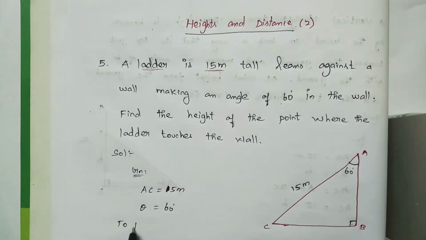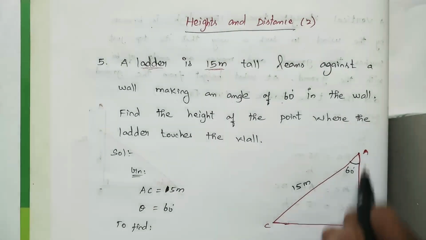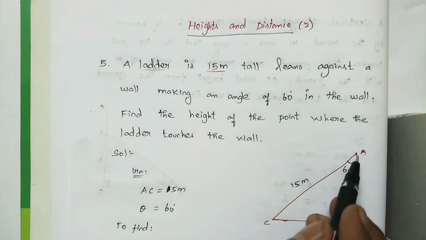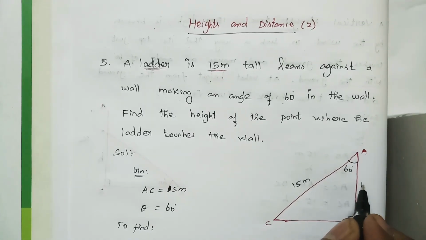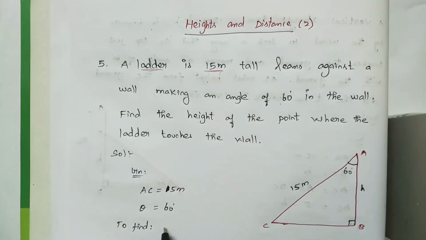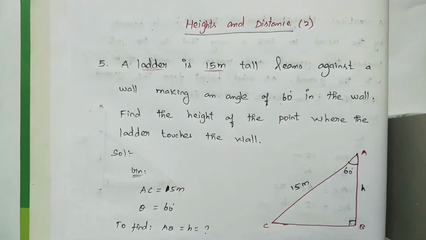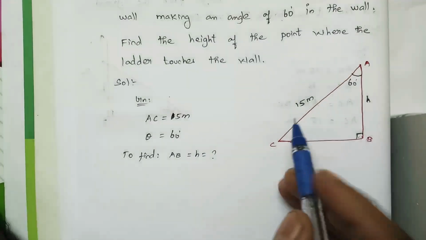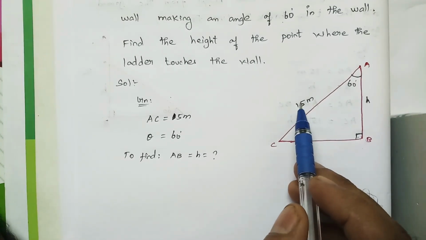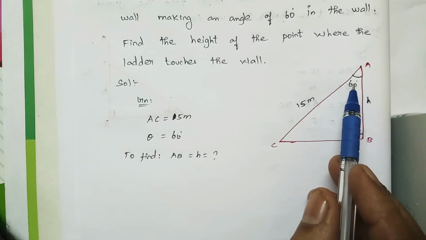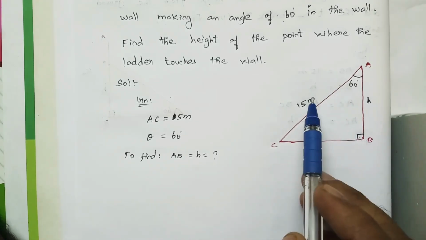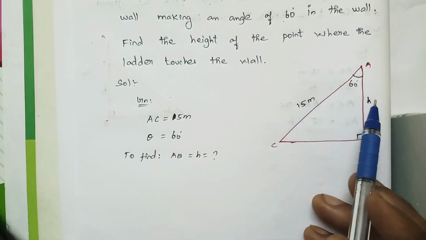What we want to find is the height of the point. Which point? Top of the wall, right? So we have to find the height, that is AB, right? I'm just taking it as H, or you can take it as AB, no problem, right? We want to find the height AB. AB equal to H is equal to, and we know the hypotenuse side, and we want to find the adjacent side for angle theta, right? For theta we know the hypotenuse and we want to find the adjacent.